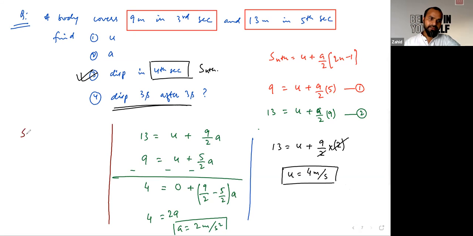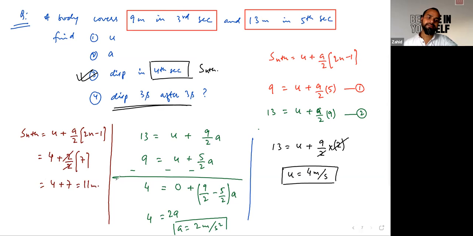For the third part, we have to use S_nth is equal to u plus a over 2 times (2n minus 1). As we have solved, u is nothing but 4 meters per second. So we will put a is 2 over 2 and n is 4, so 2 fours are 8, minus 1 is 7. 2 over 2 gets cancelled out, so we're left with 4 plus 7. It will be 11 meters.